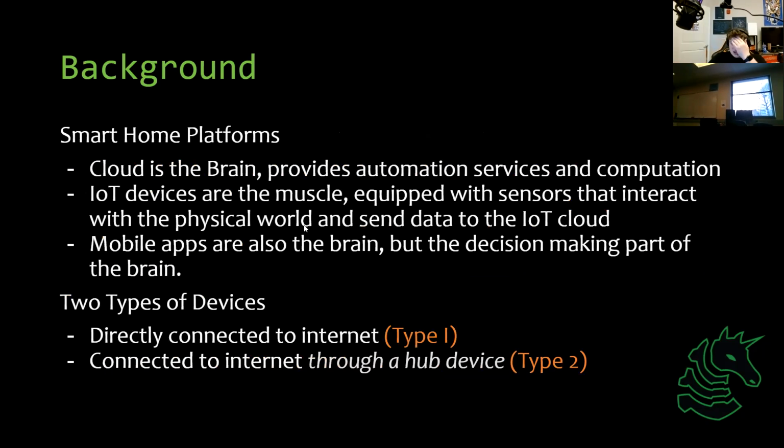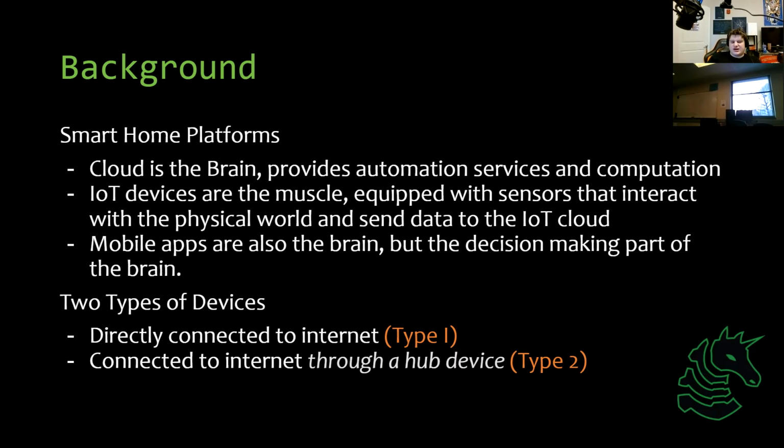So real quick, some background. Smart home platforms are something that you can put into your house to provide a little bit of automation and convenience. That could be everything from a smart dishwasher to a smart fridge. I don't know who would ever buy a smart fridge, but it provides some amount of convenience and some amount of automation to your home life.